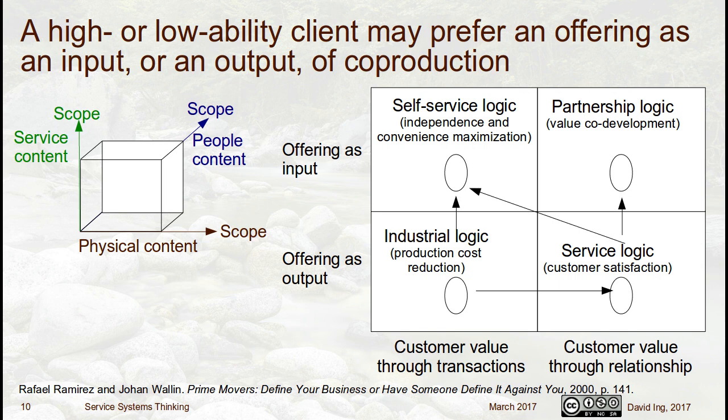There are different ways of handling this offering. The traditional industrial logic we've had has been offering as output and customer value through the transaction. So this is buying a car as an example. Okay, so we have a car. You buy the car. They have this output, this production system that creates an automobile. You get that. It is the auto manufacturer's output.